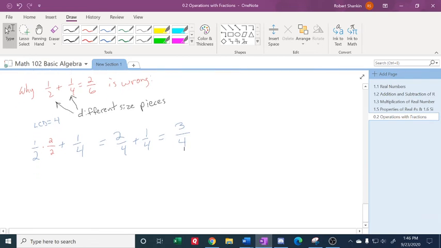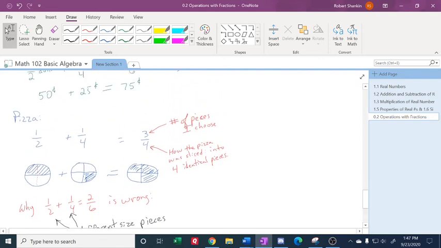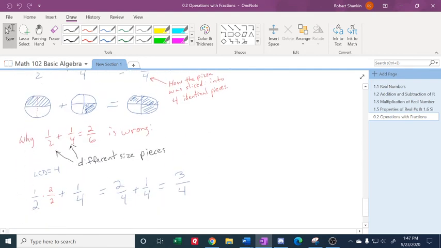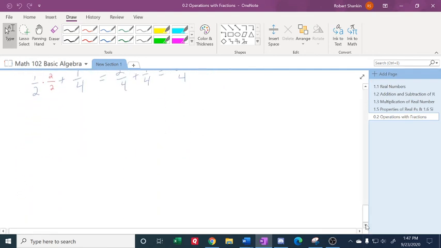So that was the first topic, which was adding and subtracting fractions. Second topic today: multiplying fractions.